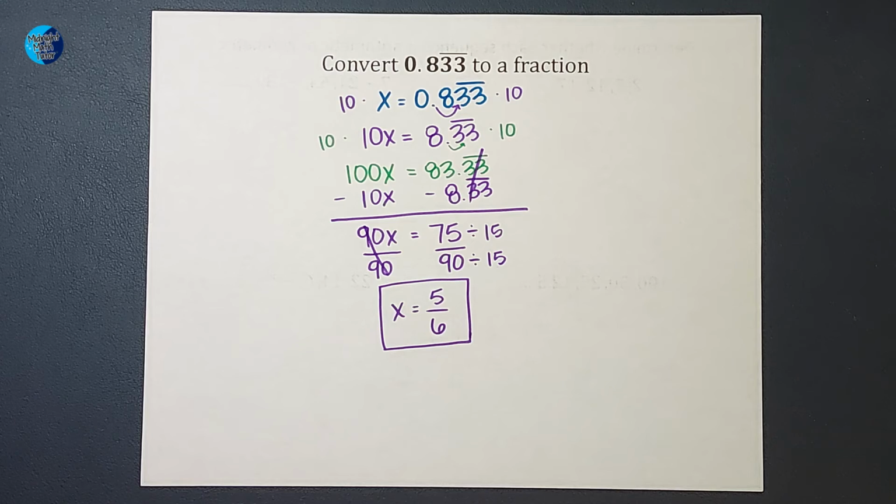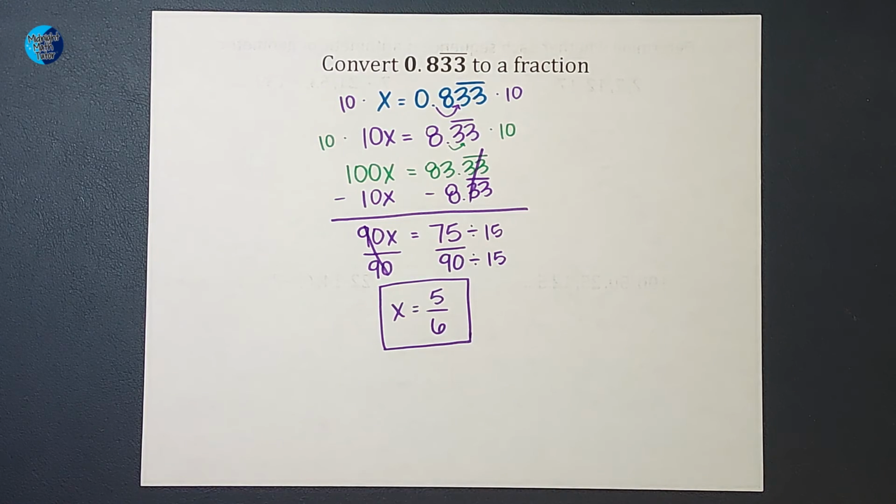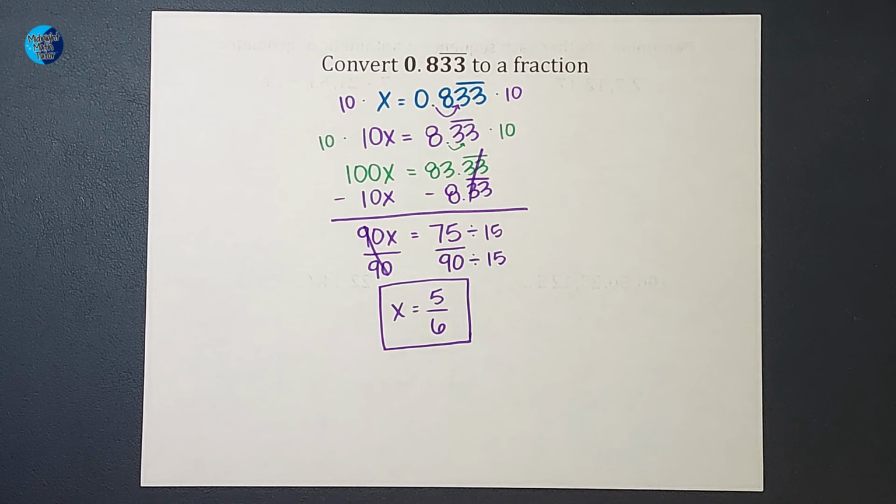If that felt a little confusing, I would encourage you to check out one of the videos where I don't have that extra number there. But hopefully this made sense. And go ahead and plug that into your calculator and make sure that it comes out to 0.83 repeating.